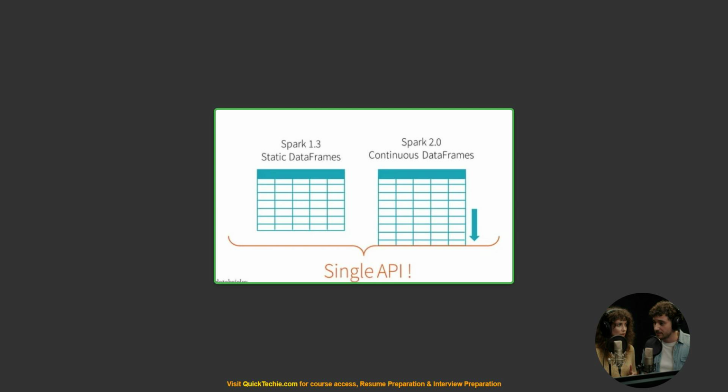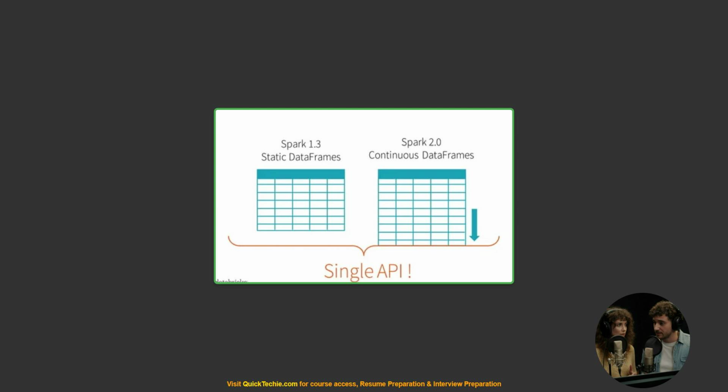3. Spark 2.0: Continuous data frames. This is where things get interesting. Spark 2.0 introduced the concept of continuous data frames, also known as structured streaming. The keyword here is continuous. Streaming data, unlike batch data, arrives continuously, like a never-ending flow of water from a faucet. Examples include data from social media feeds, stock tickers, or sensor readings from IoT devices.